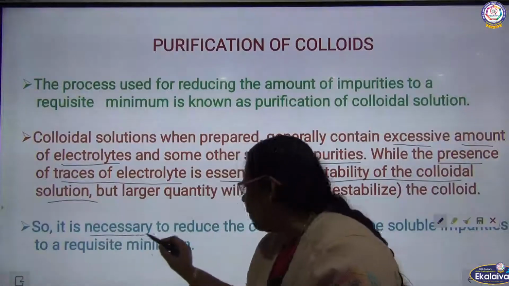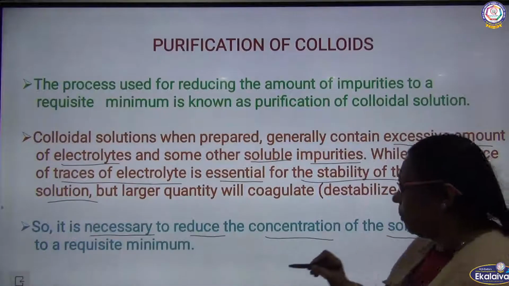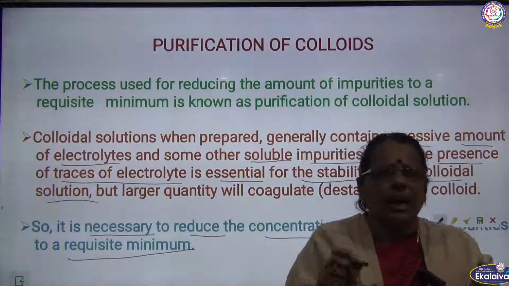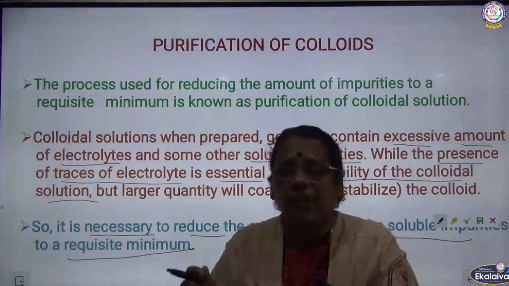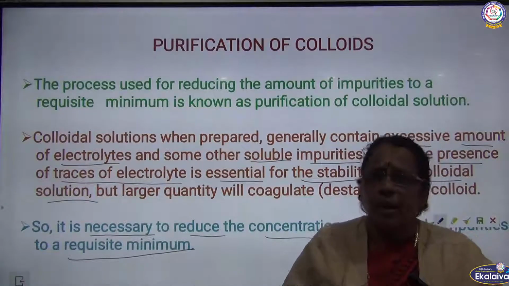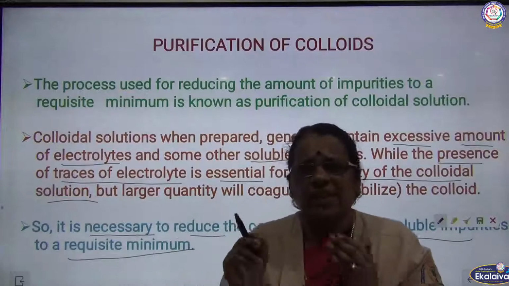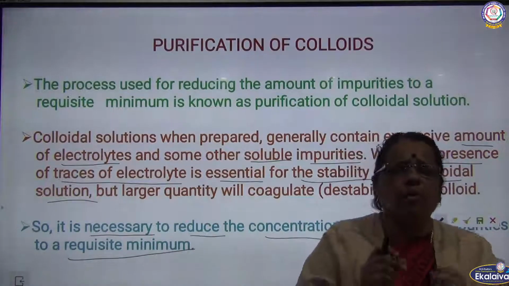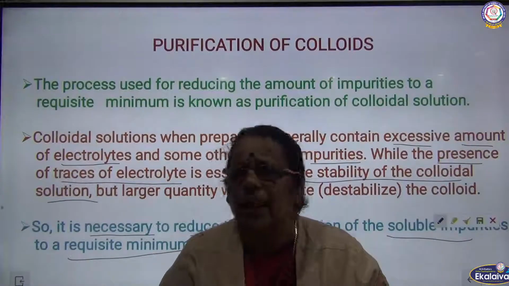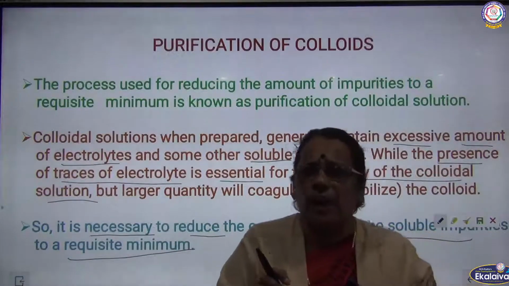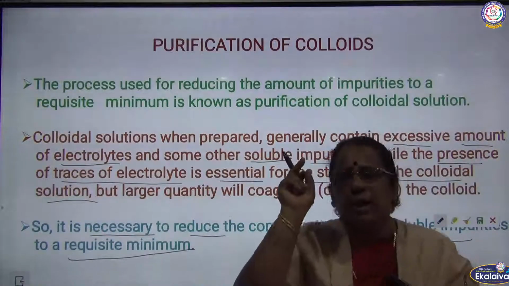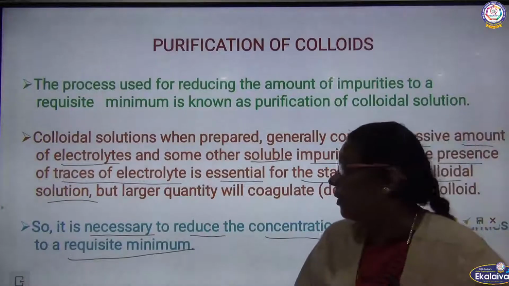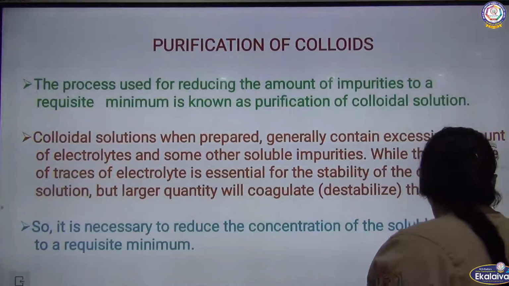Next, it is necessary to reduce the concentration of the soluble impurities to a requisite minimum. Definitely we need to talk about the stability of the colloids only because of the presence of traces of electrolyte along with the colloids. But if the concentration of the electrolyte is too much, definitely it will make the colloid unstable. So in order to avoid that, we are going to involve the purification techniques so that we can reduce the quantity of electrolyte to a minimum quantity, so that we can account for the stability of the colloids.